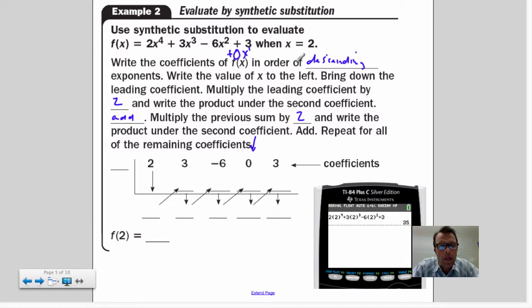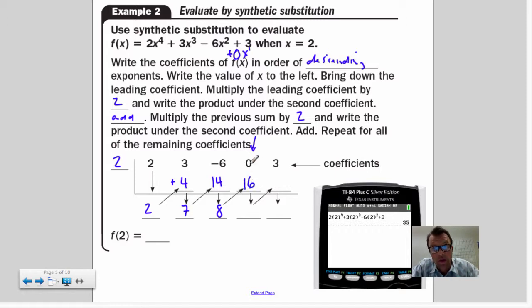Then, because we're plugging in 2, we put a 2 here. And then we have this nice L bracket. So watch, here's the system. We drop the 2. We now multiply this 2 by this 2 and get 4. We add the 4 and the 3 and get 7. We multiply again by 2, why 2? Because it says so right here, and get 14. Add these up, we get 8. 8 times 2 is 16.